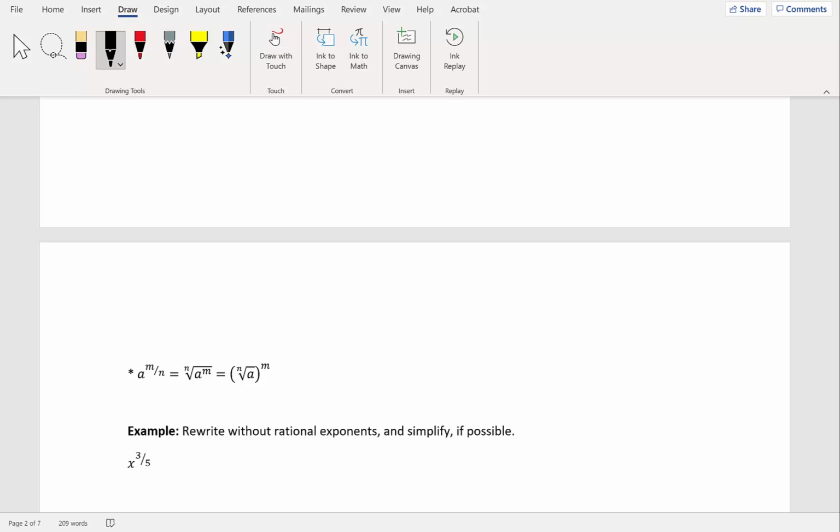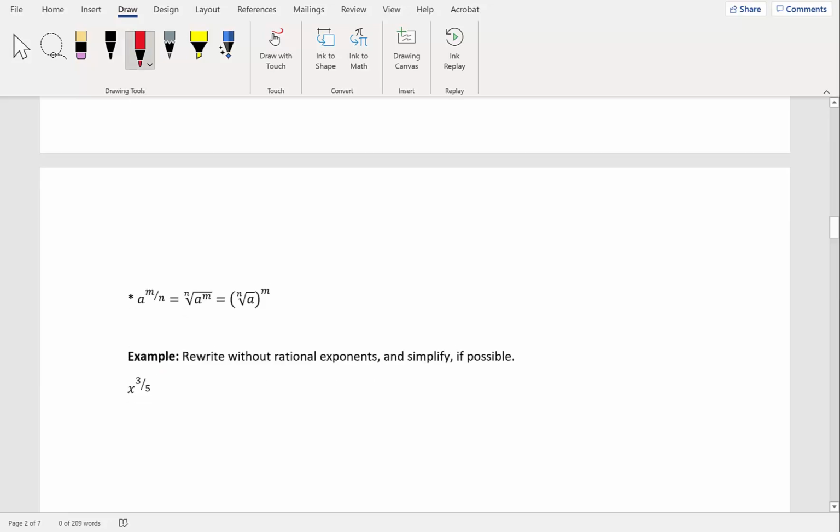Or another way that we could rewrite this is the nth root of a, and this whole expression raised to the mth power. Okay. So the numerator of your fraction, this is what you're raising your radicand to, and the denominator is your index. Let's take a look at some examples.